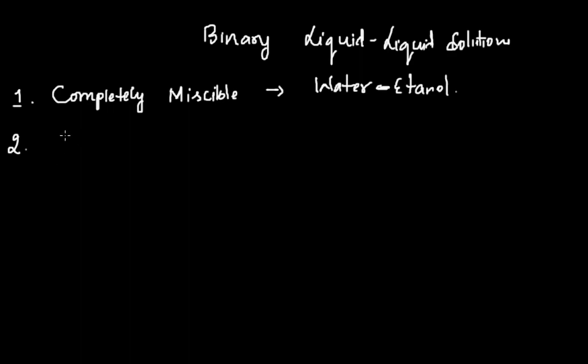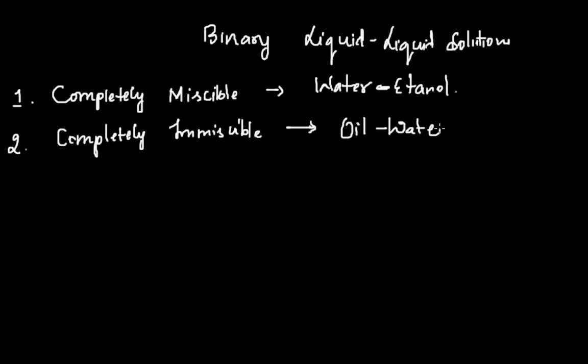Second is your completely immiscible. An everyday example is your oil and water. So oil and water are not soluble into each other at any temperature or composition. The third one and the most interesting is your partially miscible.